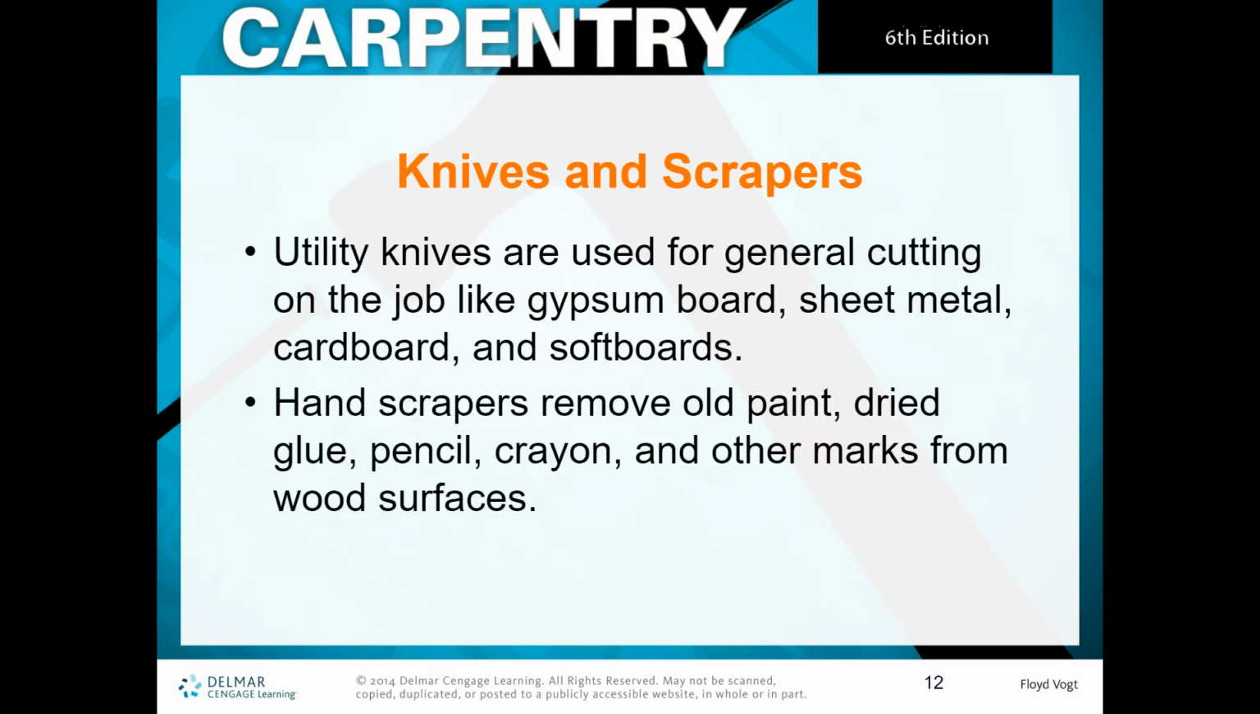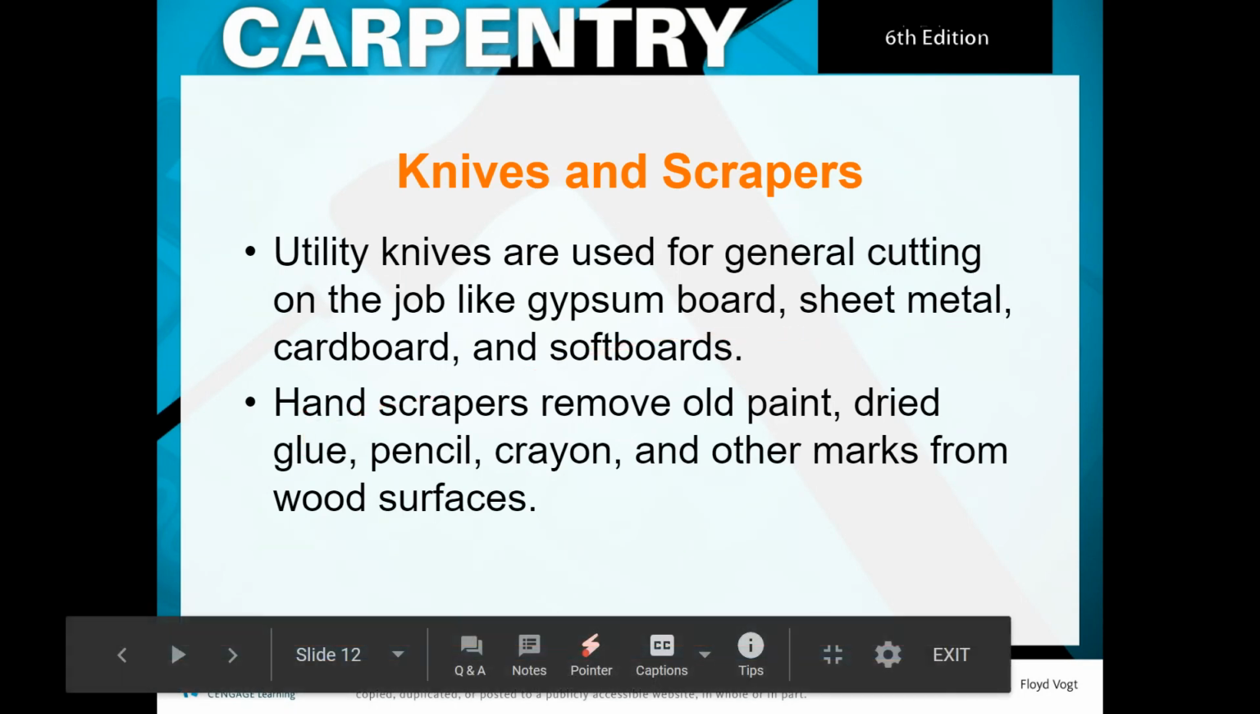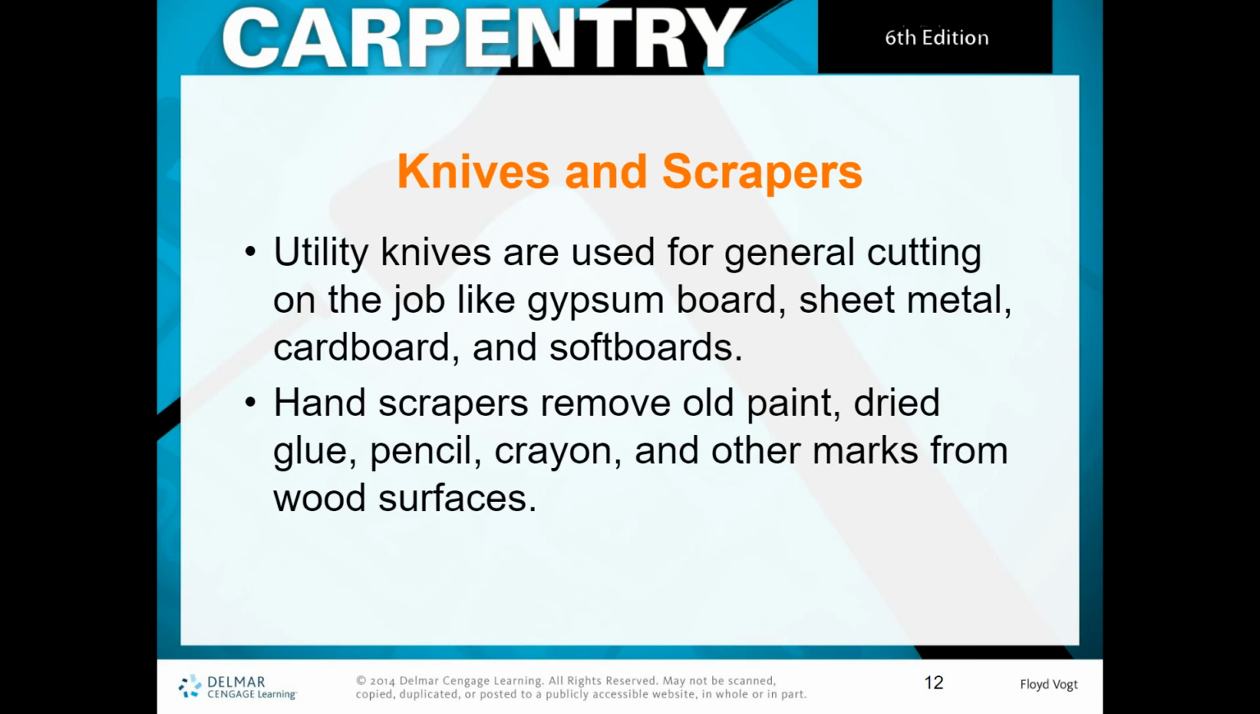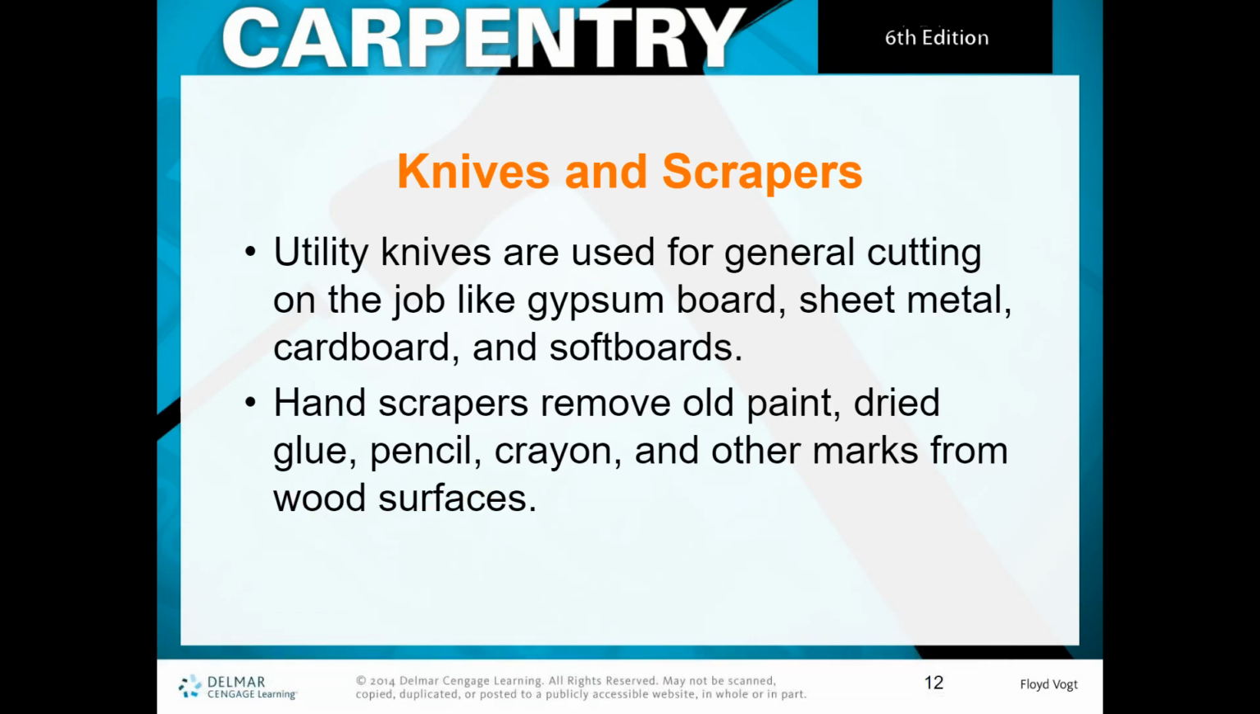More cutting tools are knives. So utility knives, which many of you are familiar with, have a retractable razor blade. They're used for general cutting on the job, like drywall. Thin sheet metal can be scored with it, cardboard, and other soft material. Hand scrapers remove old paint, dried glue, pencil, crayon, and other marks from wood surfaces. And we'll look at these in just a second.